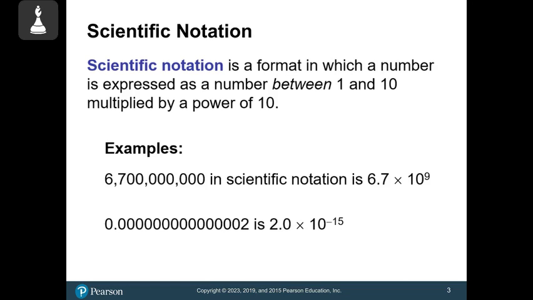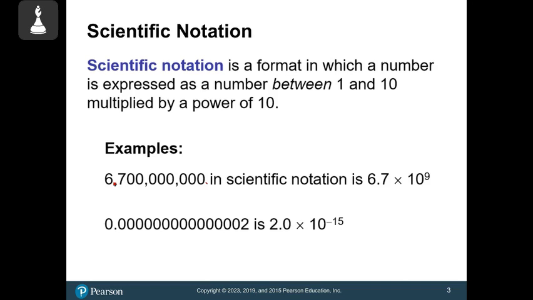So, for example, 6,700,000,000 in scientific notation is 6.7 times 10 to the ninth power, because this is clearly a number larger than 1. And the decimal to go from 6.7 to the end of the number, so starting here, going to the end, that's 9 places away.